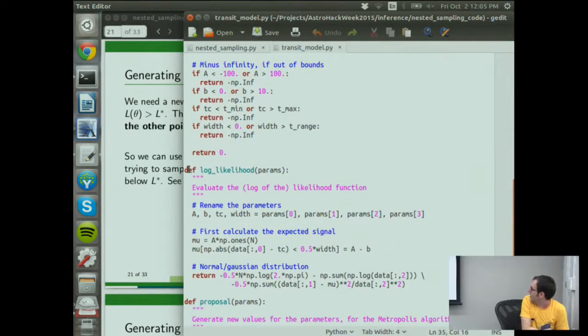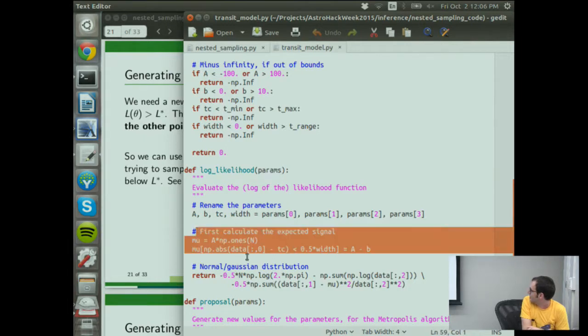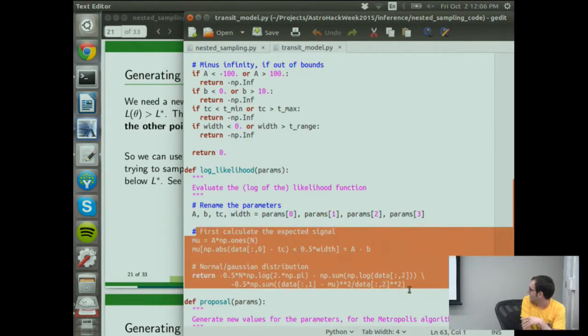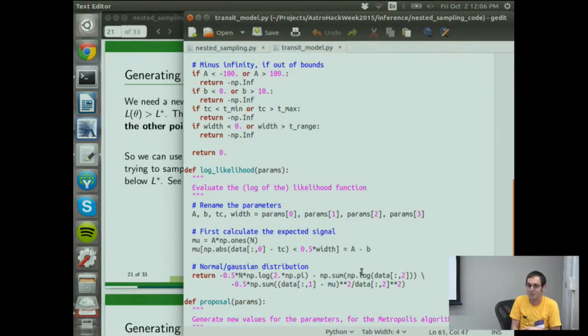The log likelihood is pretty standard as well. It takes as parameters the argument, the 4 parameters, and computes the log of the Gaussian density, so this is basically -1/2 times chi-squared with some prefactor terms.